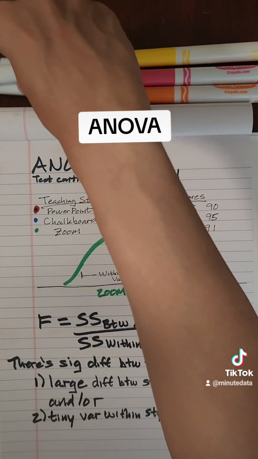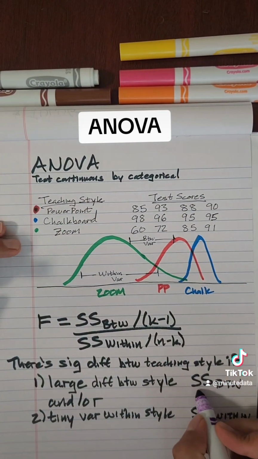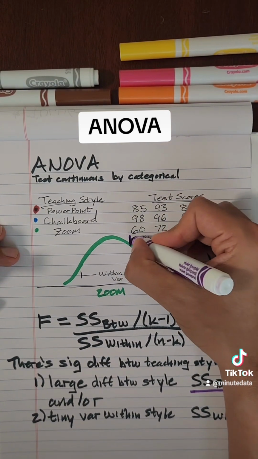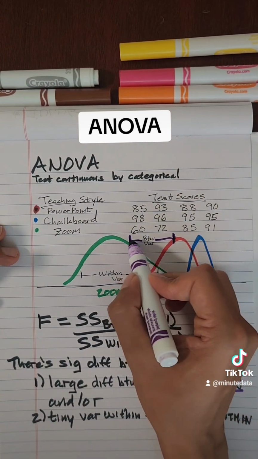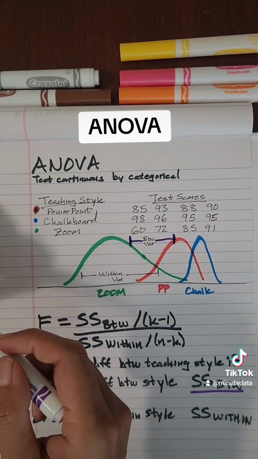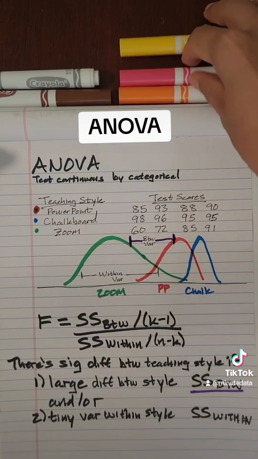So add some color really quick. So when we're talking about sum of squares between, if there's a large difference, that would be, is this difference very large? And if there's a large difference between either the green or the red, or the green and the blue, that's evidence for there being significant difference between the teaching styles.